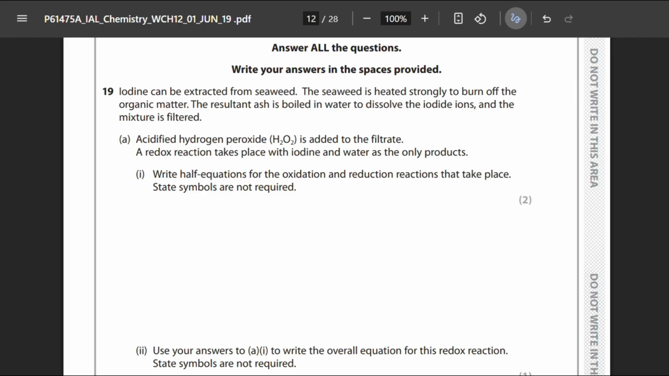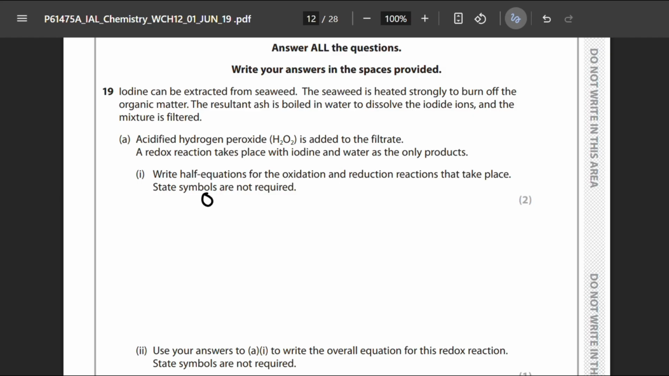Now, this is a method of extraction of iodine from seaweed. They heat the seaweed to burn off all its organic matter, and then the ash is dissolved in water to get the iodide ions. Then to that iodide ion solution, they add hydrogen peroxide and acid, and under acidic conditions hydrogen peroxide acts as an oxidizing agent and oxidizes iodide and produces iodine. Hydrogen peroxide itself gets reduced and water is produced.